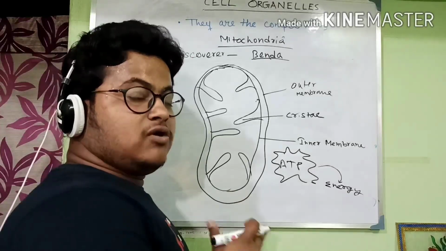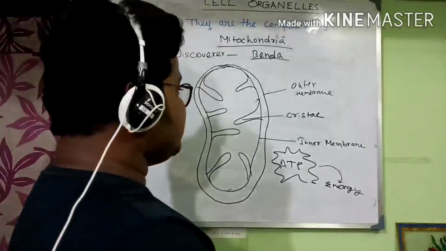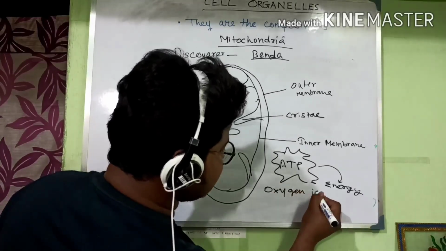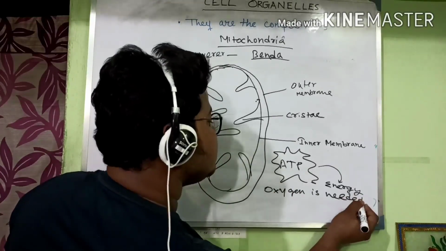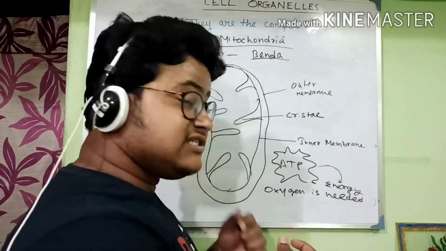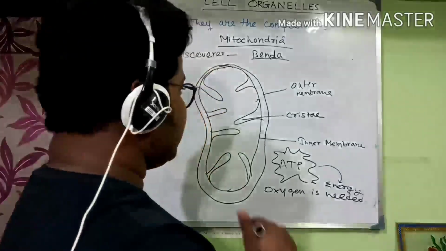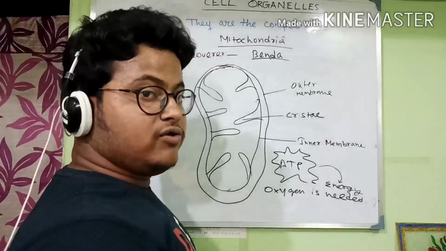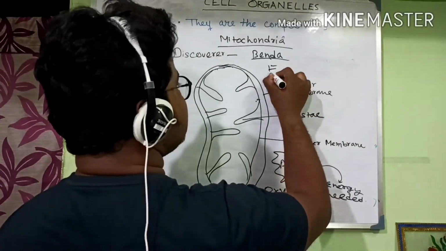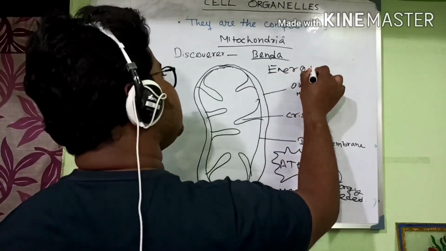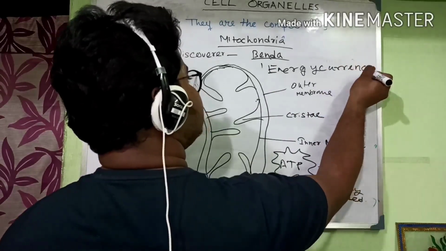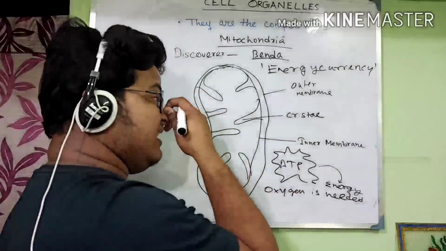The mitochondria is the place of aerobic respiration. Aerobic means oxygen is needed. Oxygen is needed for respiration, from the food we get the power or the energy. Hence, the mitochondria is known as the energy currency of a cell.